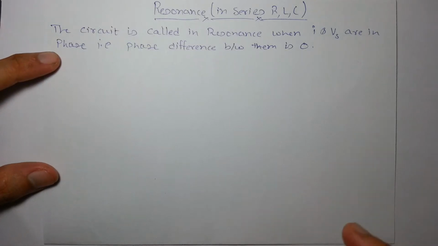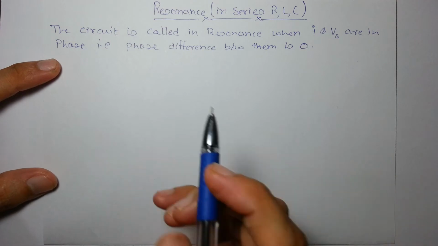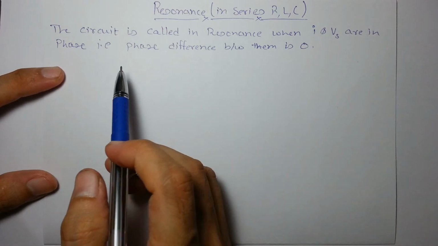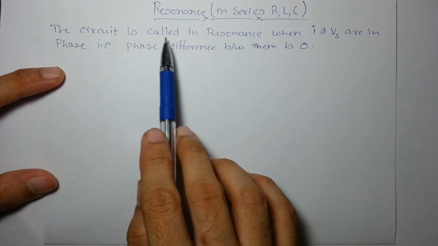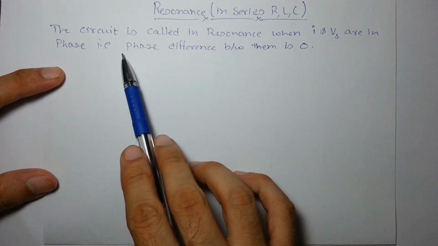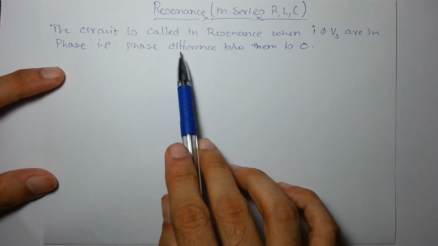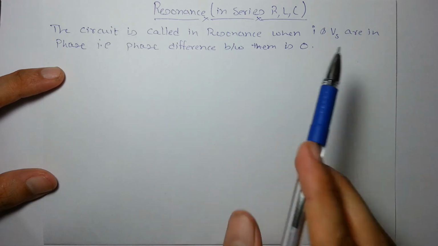Hi guys, in this video we'll learn resonance in series RLC circuit. So what do we mean by resonance in general? The circuit is called in resonance when the current and source voltage are in phase, or we can also say that phase difference between them is zero.